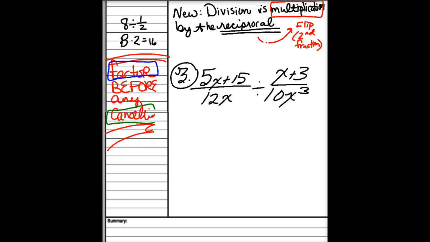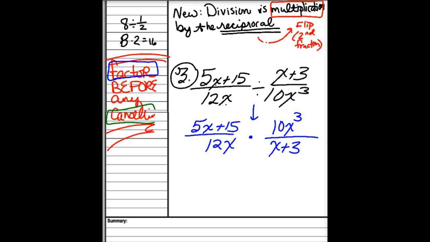Do I start canceling? No. Does this cancel with this? No. One's living next to a plus. Nothing cancels until you factor first. So I'm going to change the link to a multiplication. I'm going to flip or take the reciprocal of the second fraction. I'm going to leave the first fraction unaltered. You might want to pause to catch up with my writing.